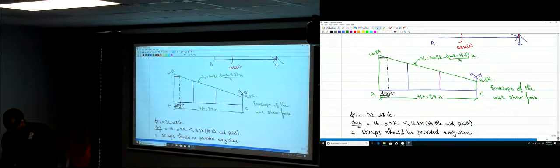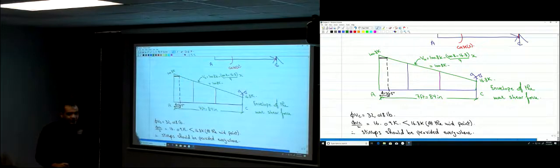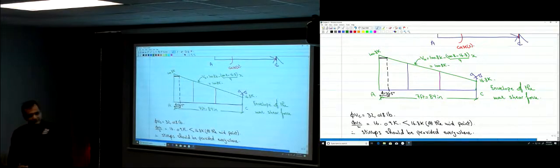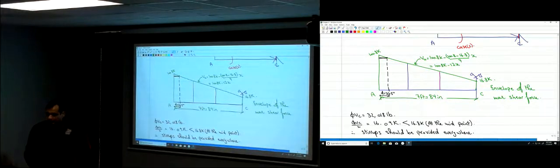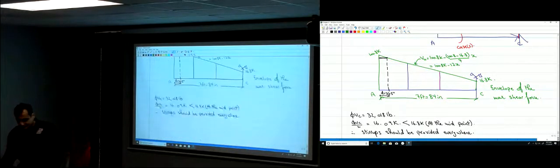So the equation of that line is 100.8 K minus... Tristan has a calculator. How much is this value? 12? Yes. And this is 12x. Let me just make sure this is right. Okay. That's 12x.